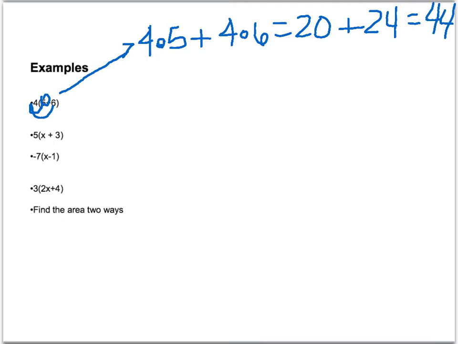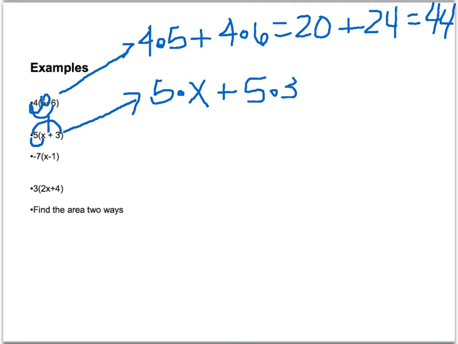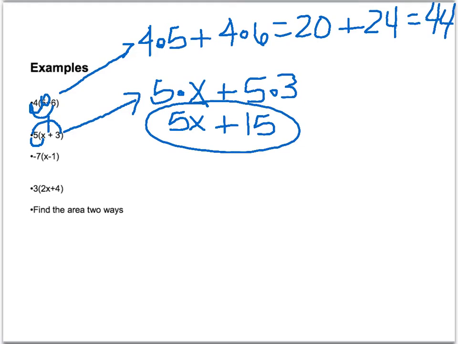Okay, here I've got one with a variable in my sum. So to simplify this, I do 5 times x, plus, notice I've got the addition sign, plus 5 times 3. So I have 5x plus 5 times 3, which is 15. And then there is my answer. I can't simplify it. I'm just going to leave it like that.